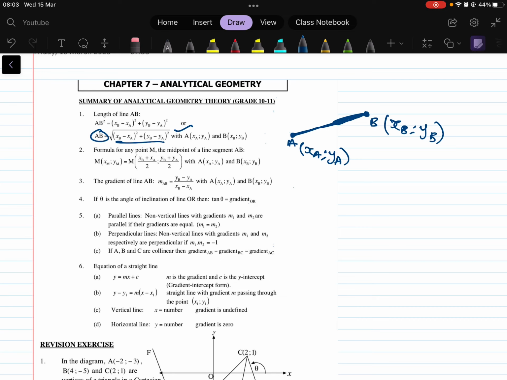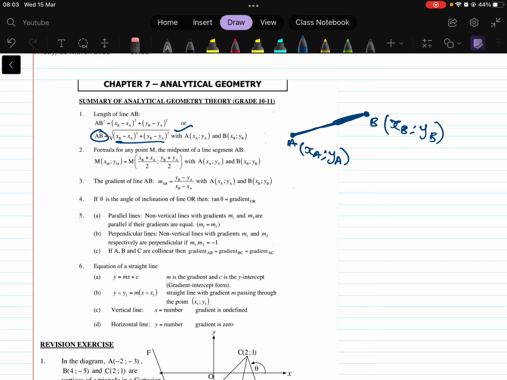Sometimes they give you the distance and then they require you to get the coordinate, or one of the coordinates. So you just need to substitute into the same formula and then look for the unknown variable. That will be okay. And then number 2, you need to know the midpoint formula and how to apply it.